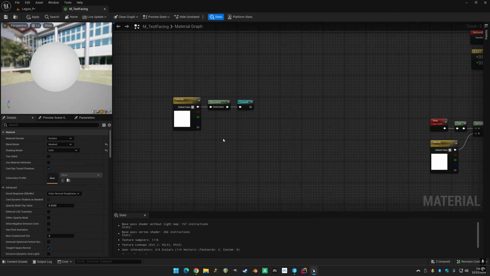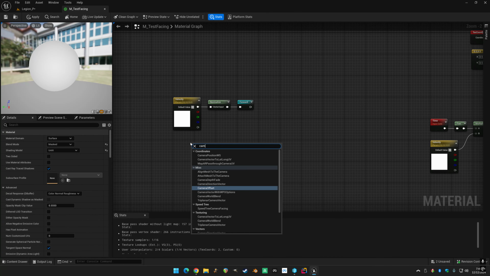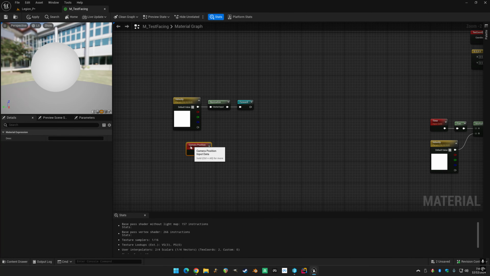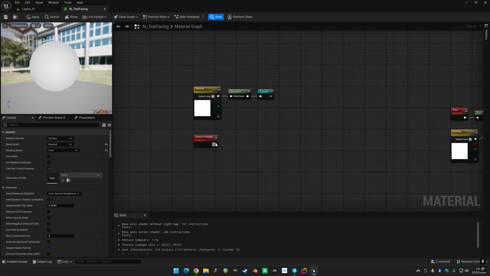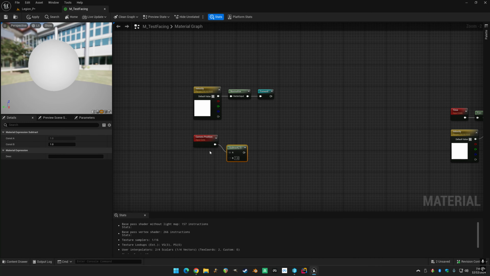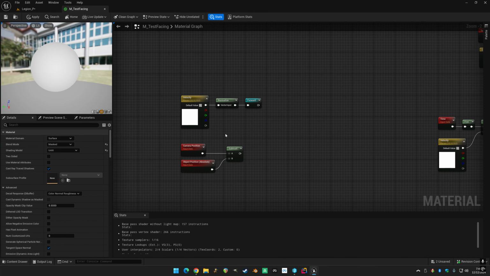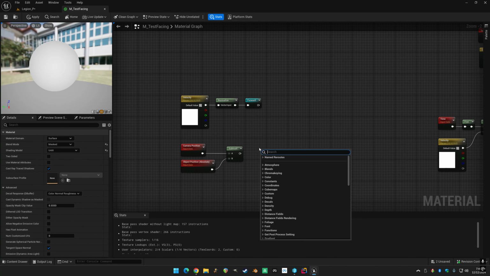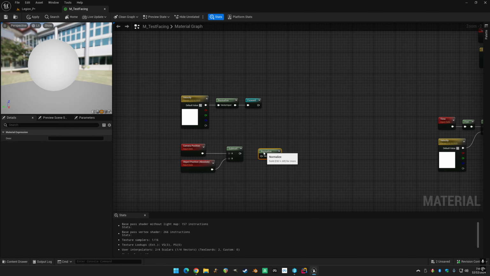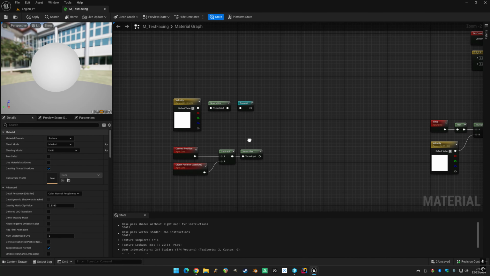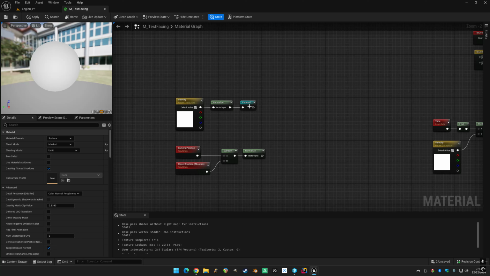Now we need to make our up, right? So to make our up vector, we get our camera position in world space, just like we did. We're going to subtract from it our object position, so that's basically like the actor location that we did before. Camera position minus that. We're going to normalize it. Then we need to project this vector onto the plane.